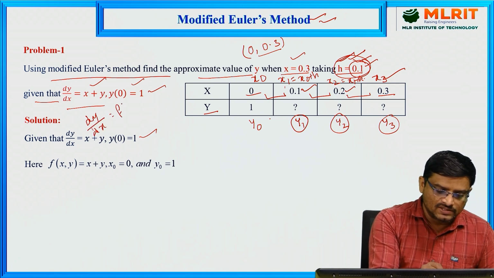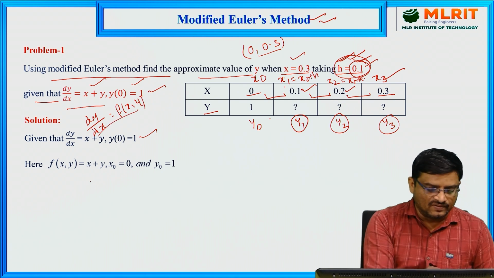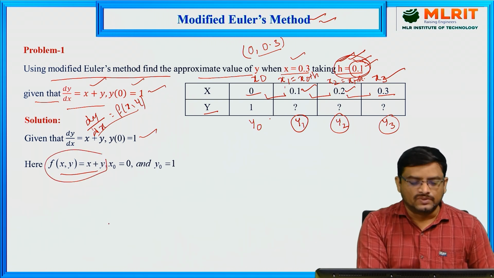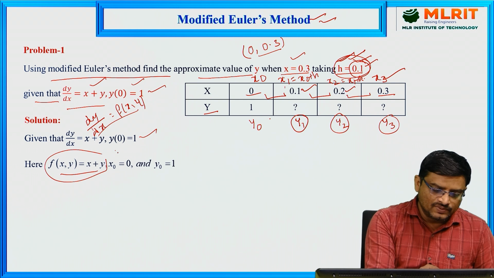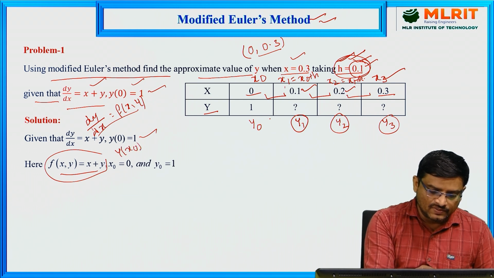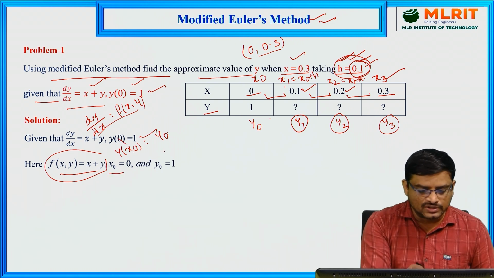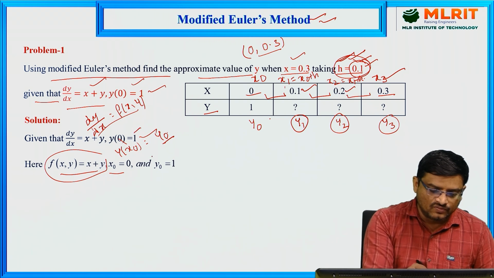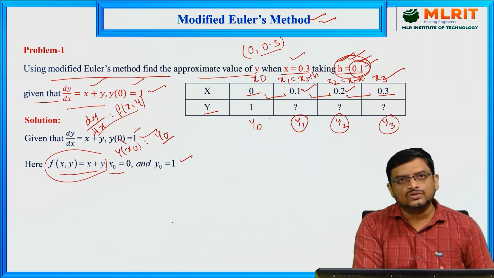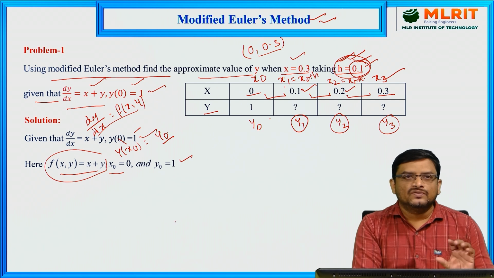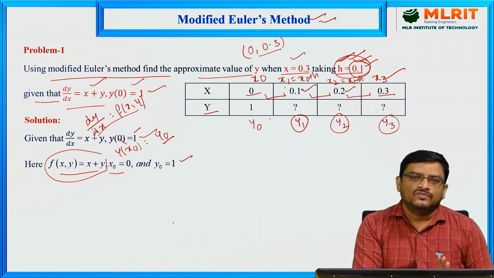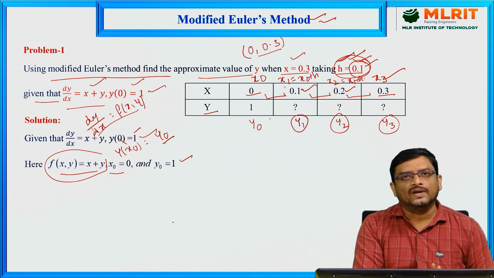dy/dx is equal to f of x comma y. You compare these two and get the value of f of x comma y. So our f of x comma y is equal to x plus y. And compare this with the standard initial condition, which is given as y of x0 is equal to y0. In place of x0 here we have 0, so x0 is equal to 0, and in place of y0 here we have 1, so y0 is equal to 1. This is how we can get the function f of x comma y, the x0 value and the y0 value here.